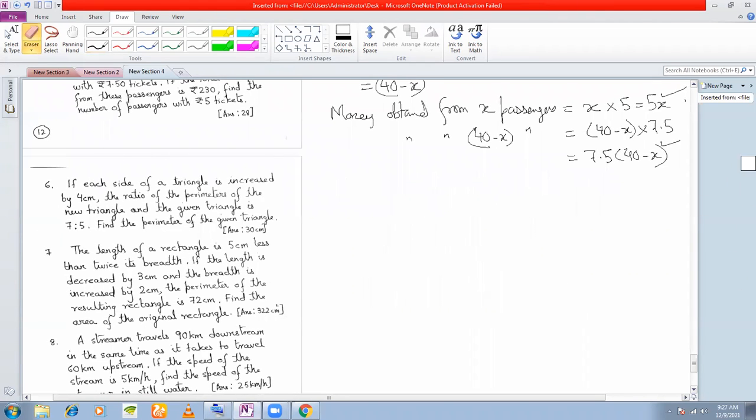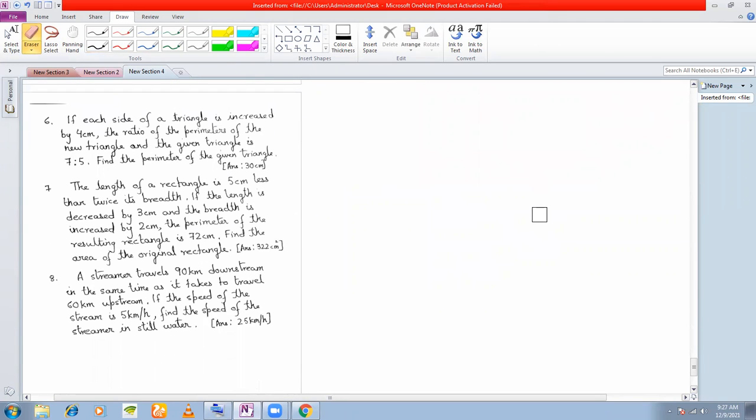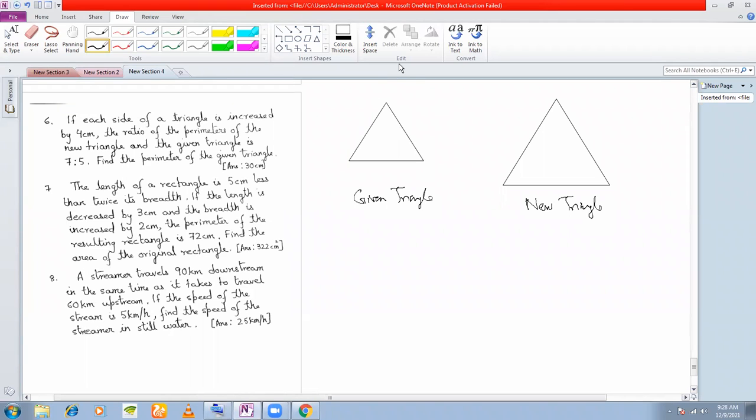Let's see number 6. If each side of a triangle is increased by 4 centimeter, the ratio of the perimeters of the new triangle and the given triangle is 7:5. Let's say the given triangle is this, and this is your new triangle. Find the perimeter of the given triangle.